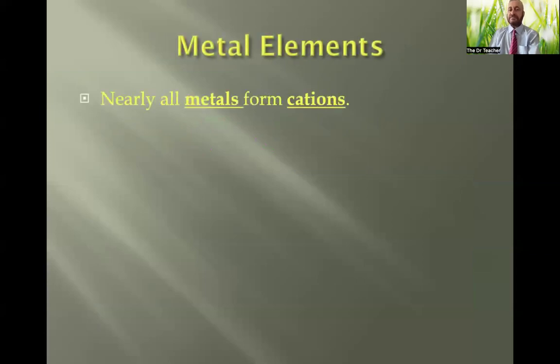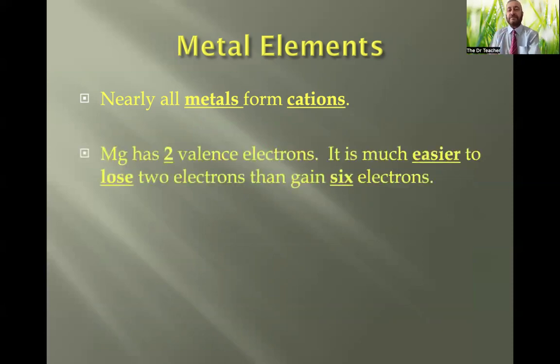Metal elements: nearly all metals form cations. Magnesium has 2 valence electrons in the outer shell, so it is much easier to lose these 2 electrons than to gain 6 electrons.